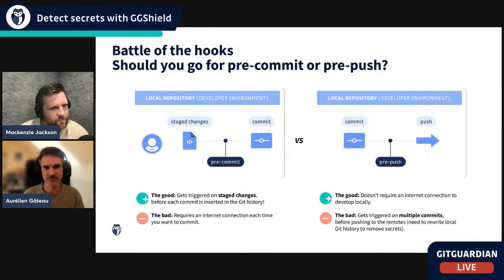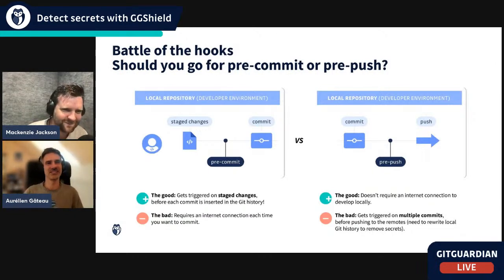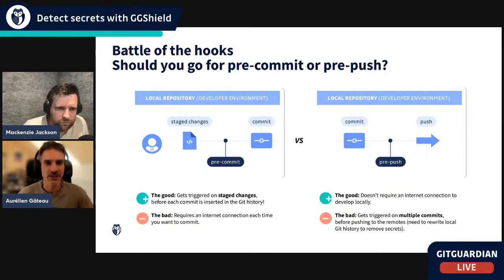So one of the big questions that we have, the battle of the hooks. Should we go for a pre-commit or a pre-push hook? So Leon, what team are you on? Pre-commit or pre-push? And why? I'm mostly on pre-commit because it makes rewriting history simpler, because you catch the error just as you made it. You don't have to go back. With the downside that you need the internet connection to scan your commits, so it's not really appropriate if you're offline.